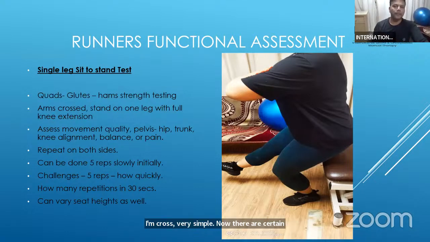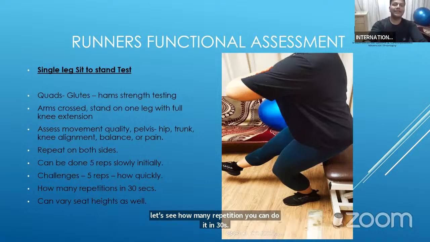How many times to do it? What is the parameter? You can ask the athlete to do 5 repetitions slowly, initially. Then you can increase the challenge and tell them to quickly do these 5 repetitions, maybe in 3 to 5 seconds. Then you can challenge it further and say, let's see how many repetitions you can do in 30 seconds. These are the modifications of single leg sit to stand.